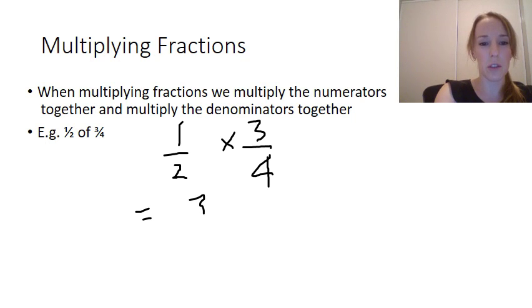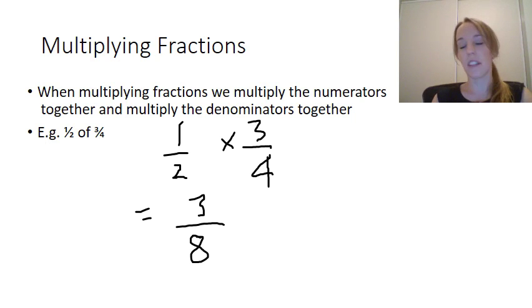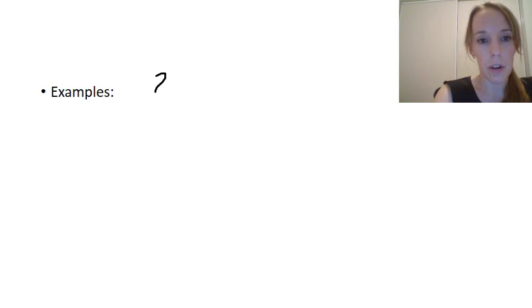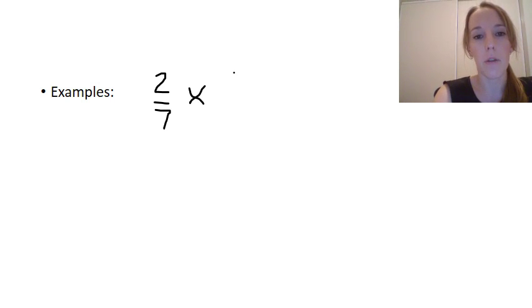1 times 3 is 3. 2 times 4 is 8. 3/8. It's as easy as that. That's how you multiply your fractions. Okay, so some more examples. Let's do 2/7 multiplied by 3/5.